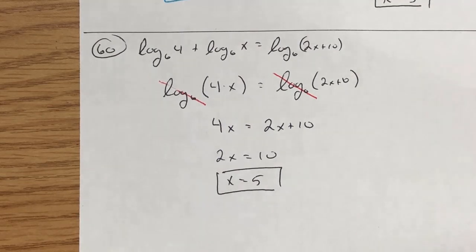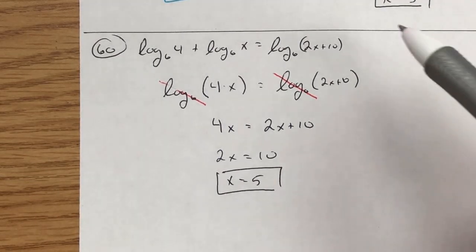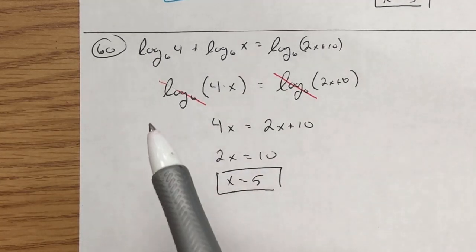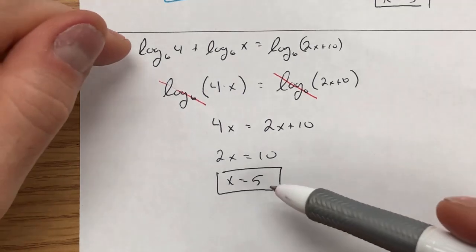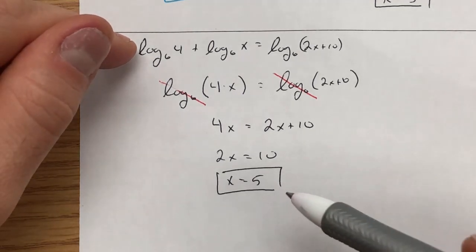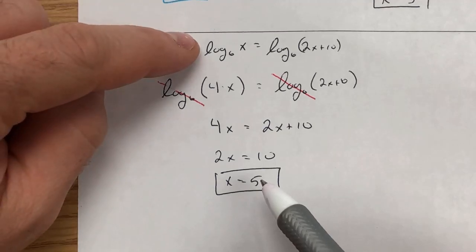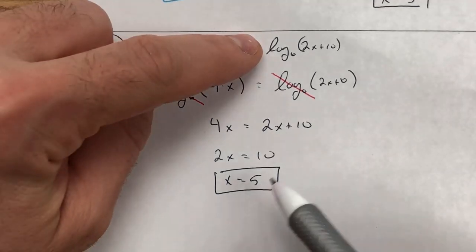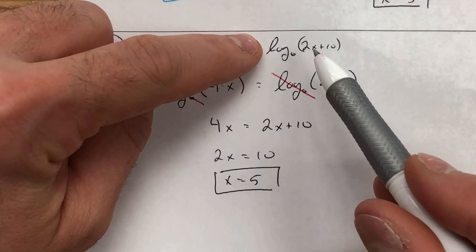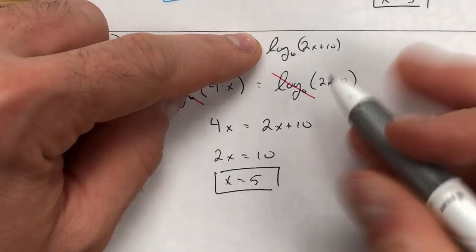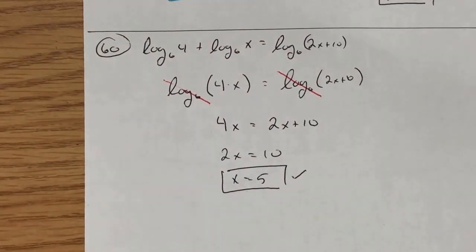Awesome. Now, one of the things you will want to do every time you have a log is go back and check your work and make sure you don't do anything funny with the individual terms. So I'm going to go back and check. Remember, logarithms cannot be negative. So if I look at this, that works good. Log base 6 of 5, that works good. 2 times 5 is 10. 10 plus 10 is 20. This is all good, so that is a valid solution.